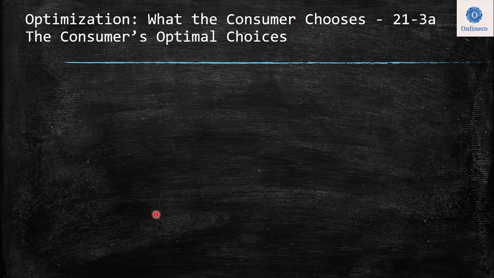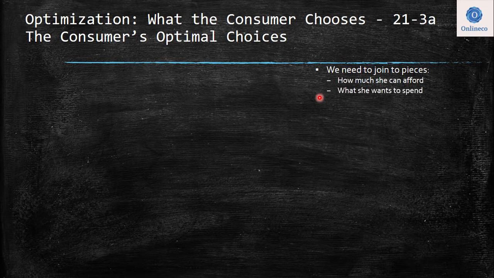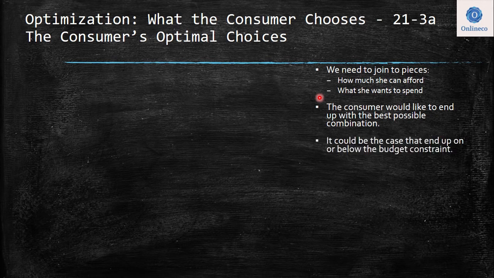Then the consumer's optimal choice. So we already have the budget constraint and we already have the preference curves. So we need to join these two pieces. Then how much she can afford and what she wants to spend. So the consumer would like to end up with the best possible combination. So it could be the case that she ends up on or below the budget constraint.